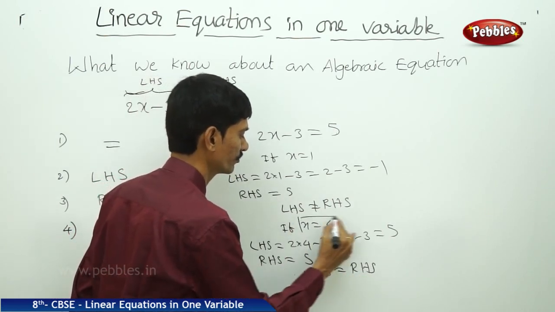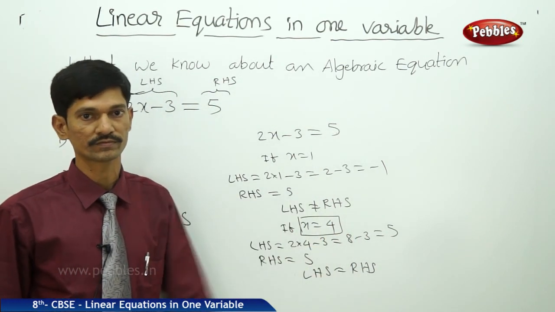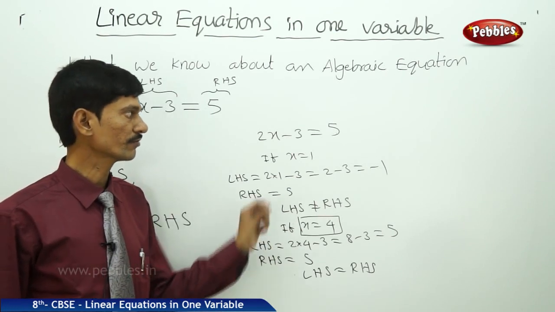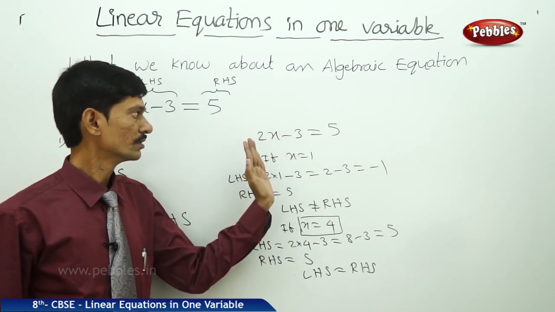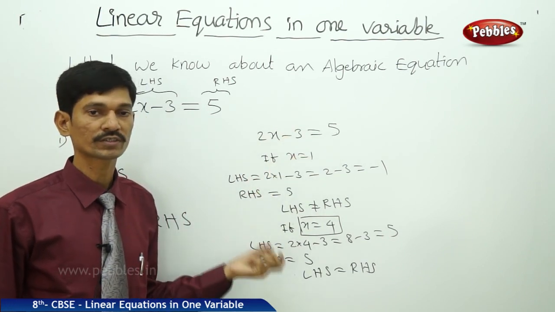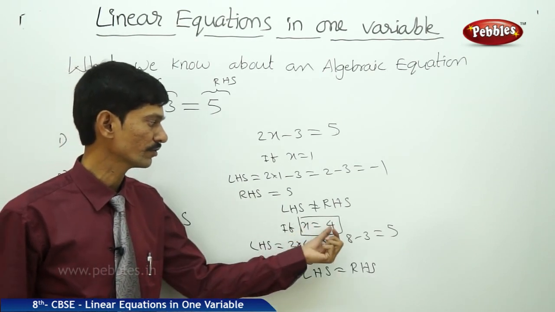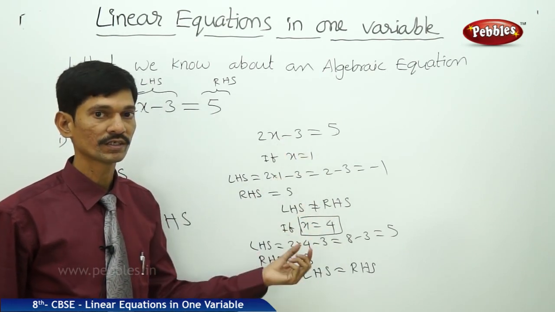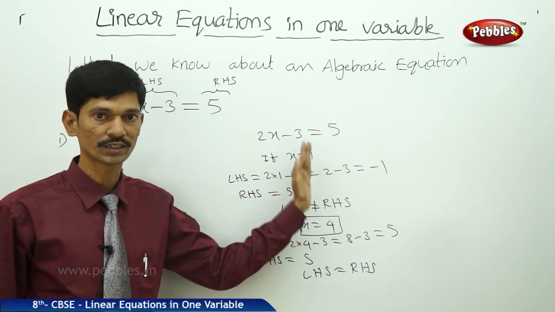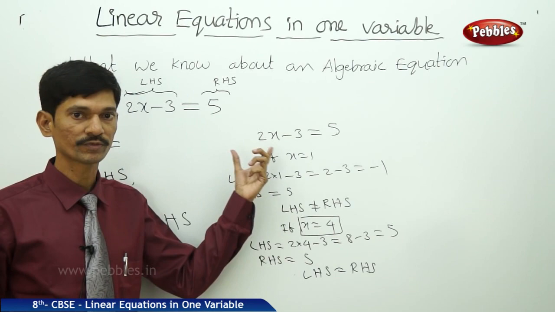Here x equals 4 is called the root or solution of the equation. For what value of the variable the equation is satisfied, that value is called the root or solution of the equation. Here x equals 4 satisfies this equation, means making both LHS and RHS equal. So here x equals 4 is called the solution of the algebraic equation.